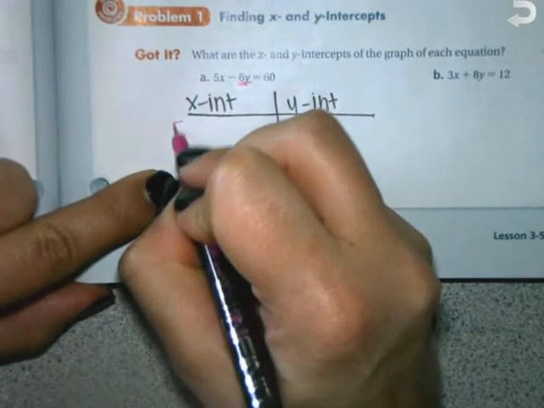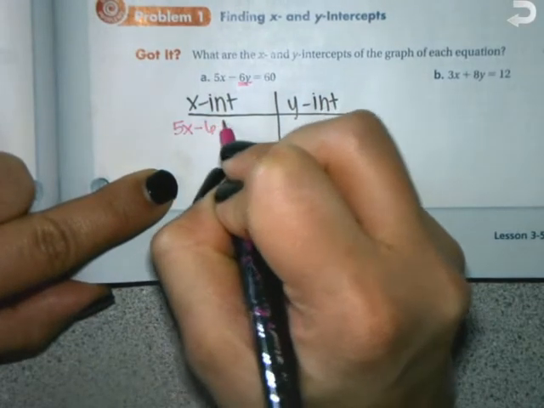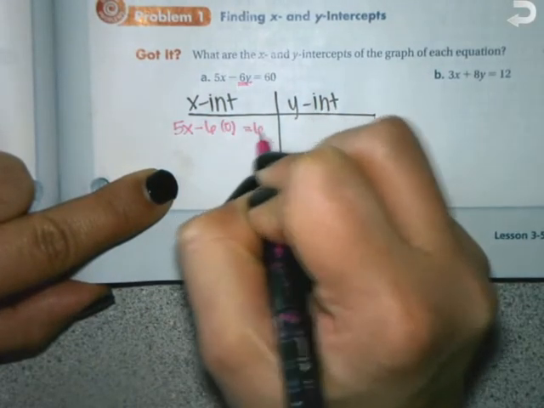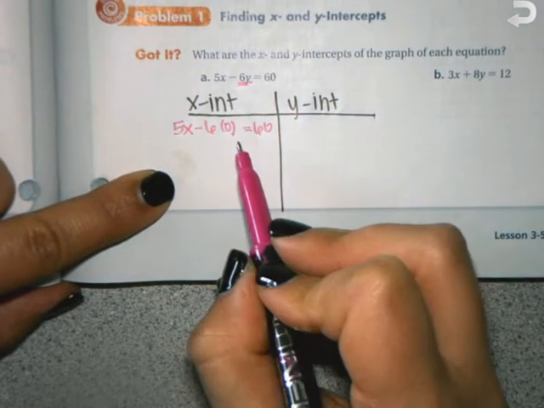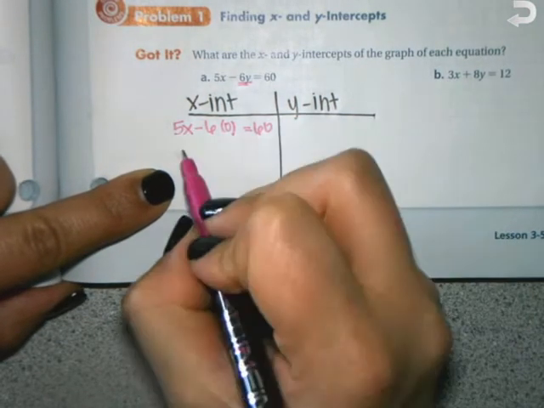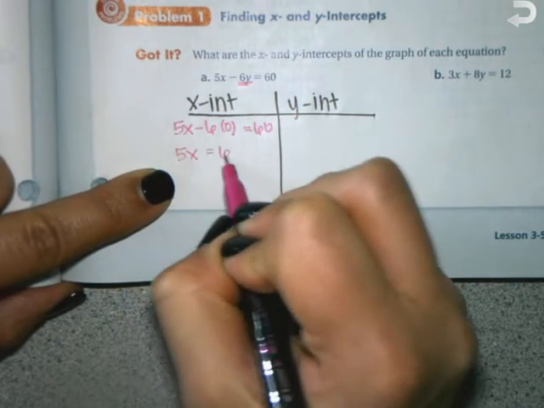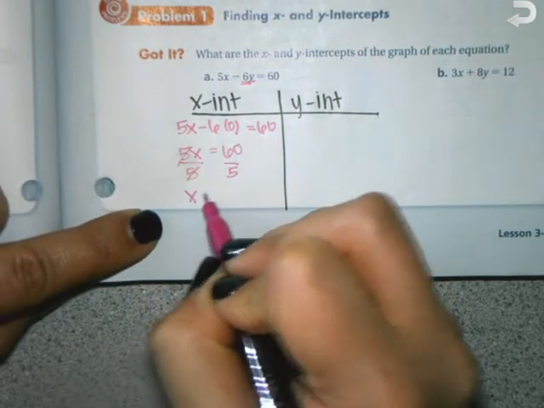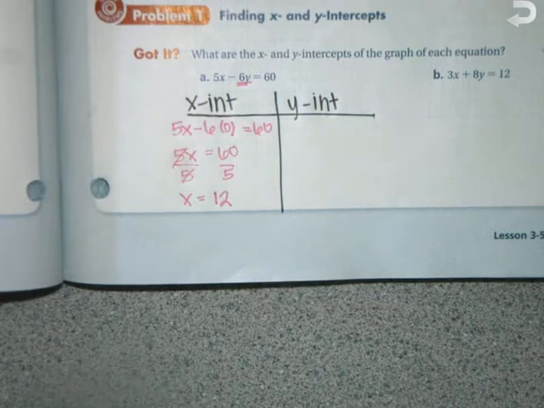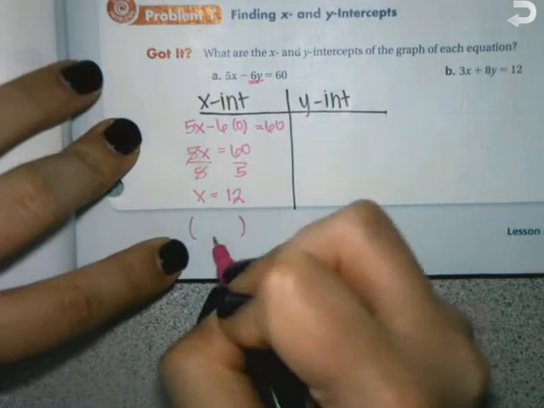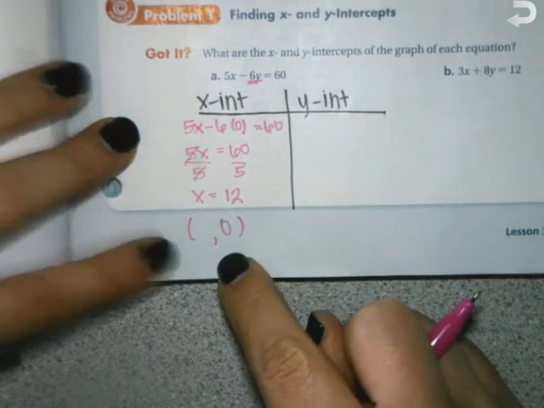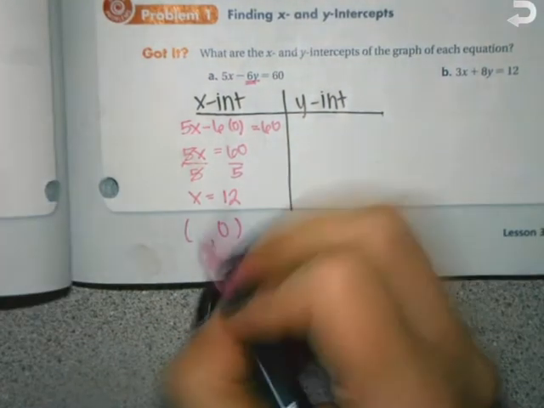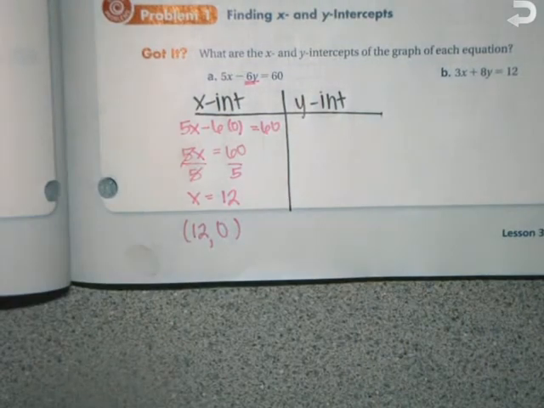So that's 5x minus 6 times 0 equals 60. What's 6 times 0? 0. So that's just 5x equals 60, and I divide by 5. So x equals 12. This is the x-intercept. To write that as a coordinate, I plugged in 0 for y, and what did I get for x? 12. So the x-intercept is at the point (12, 0).